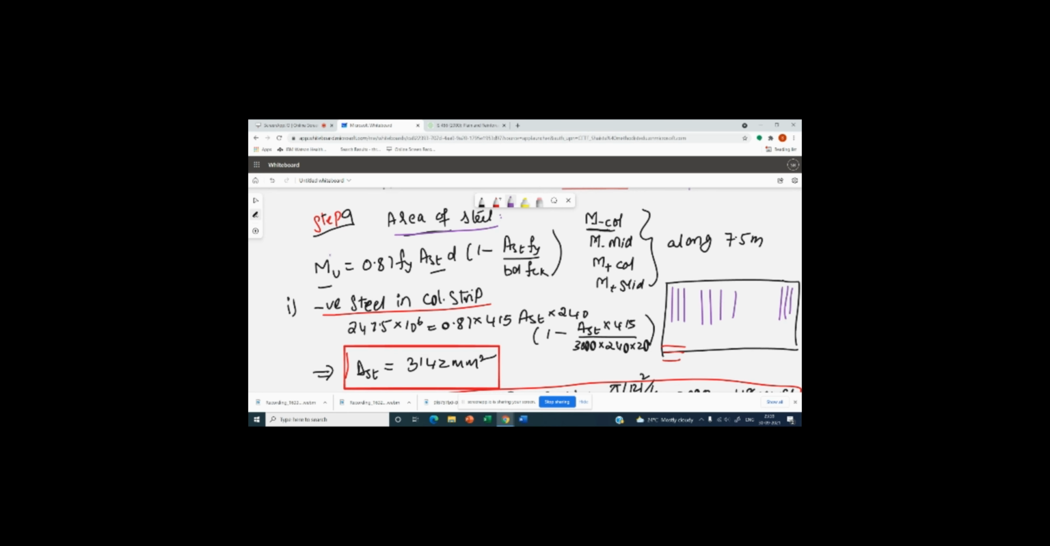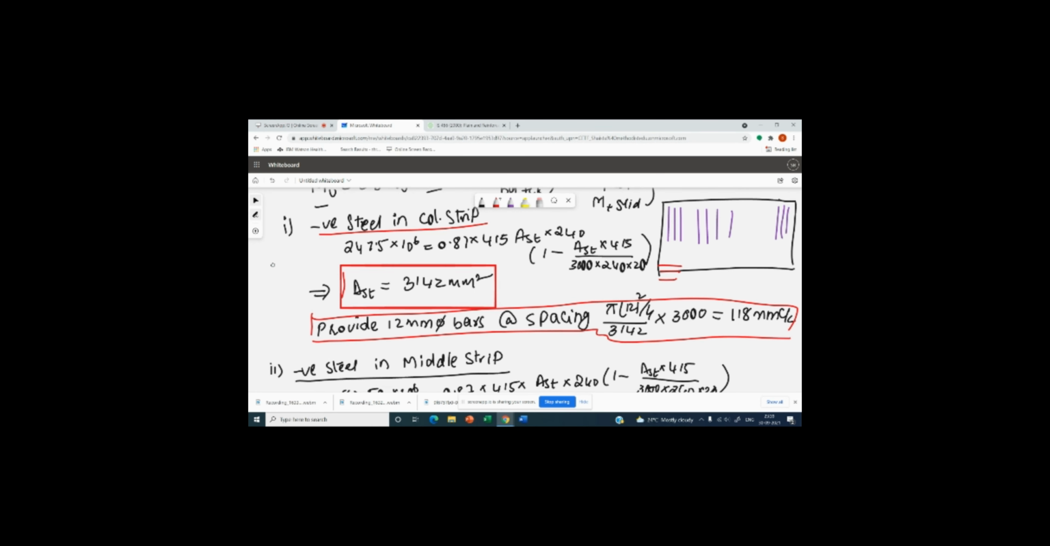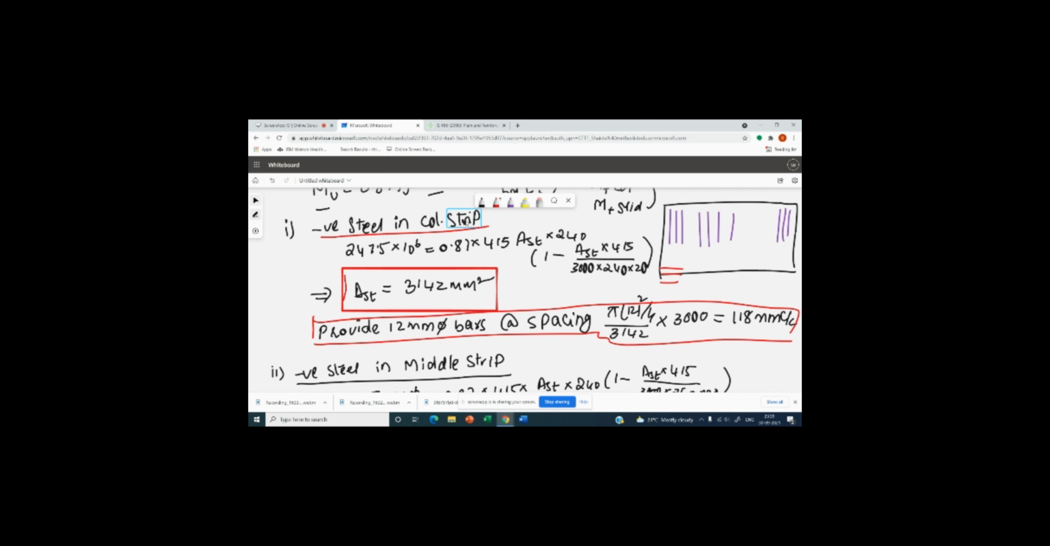So we have got 4 bending moments. So we will find out 4 areas of steel. So first is negative steel in the column strip.